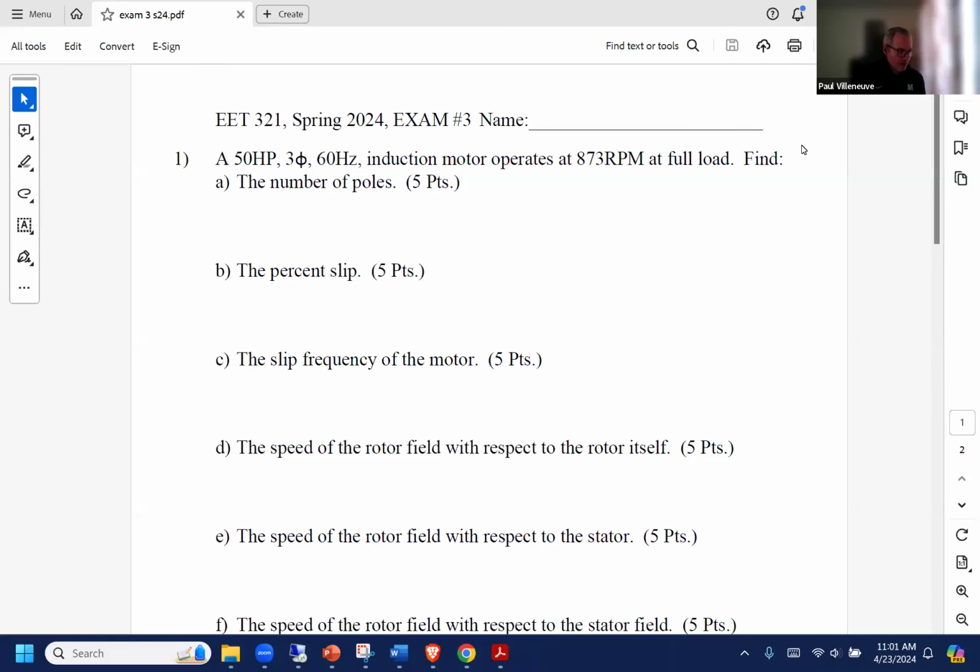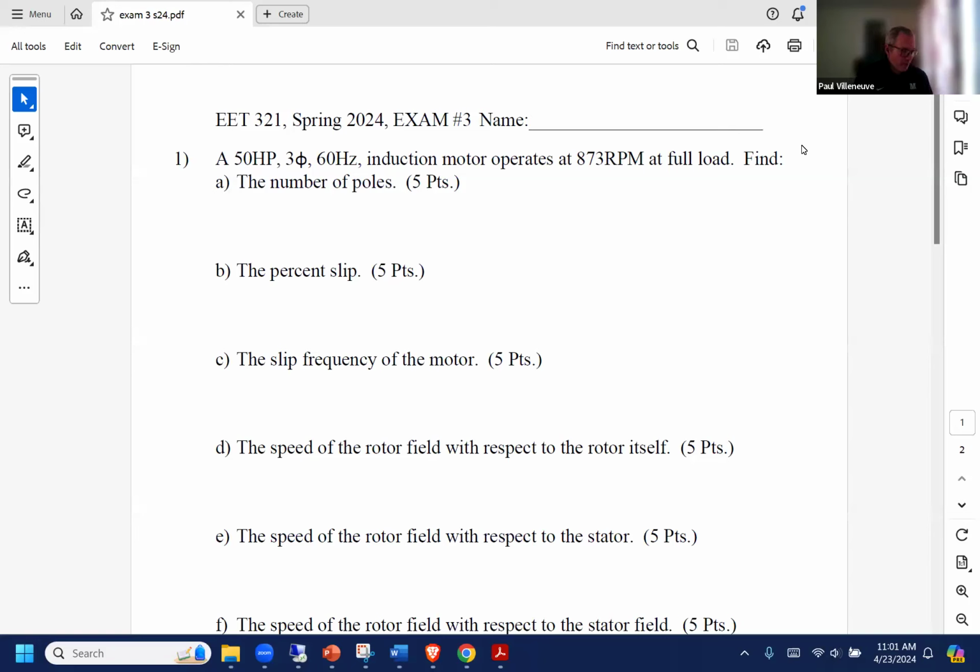All right, so we're going to go through test number 3. And I apologize for not being able to hand them back, obviously, because I'm not on campus today, but I should be back on campus tomorrow. And yeah, we can go from there.